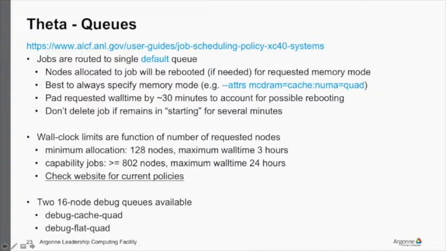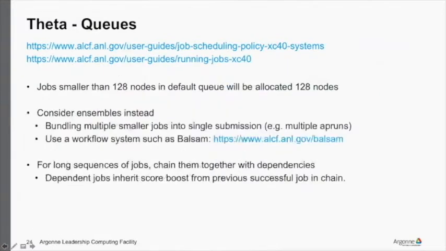For small-scale development and testing, there are a couple of 16-node debug queues, and these are preset into the cache quad and the flat quad memory modes. So if you're doing testing in one of those two modes on a small number of nodes, you can specifically set -Q to one of the debug queues to have an improved turnaround time. Again, there's much more information on the scheduling policy and running jobs on those websites.